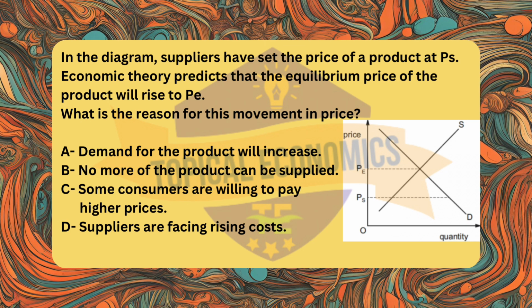At price PS, there is excess demand as seen in the diagram. This excess demand will cause prices to increase and eventually come in equilibrium at price PE. This means that some consumers are willing to pay higher prices. Hence the correct answer is option C.